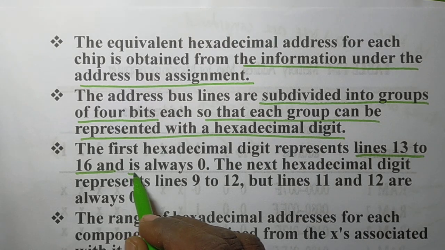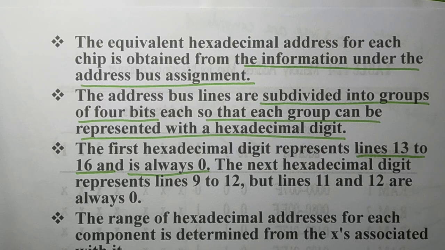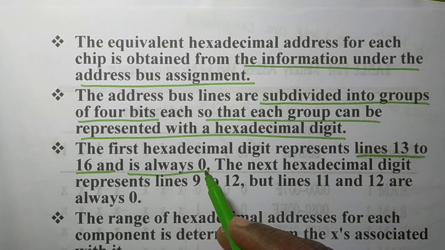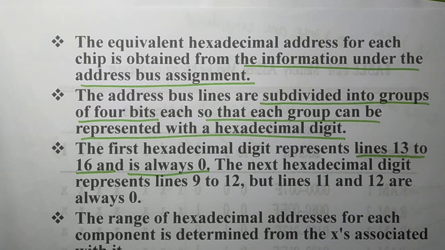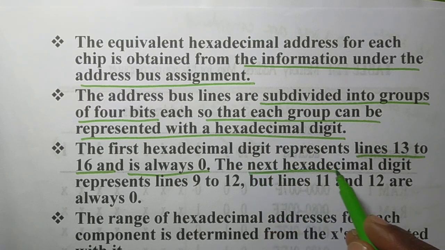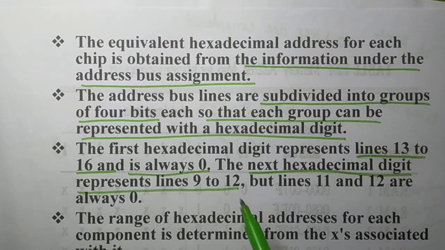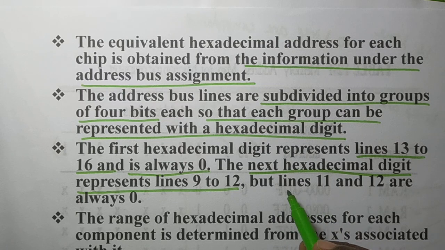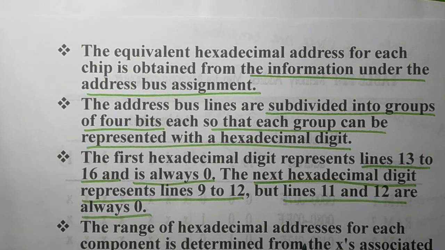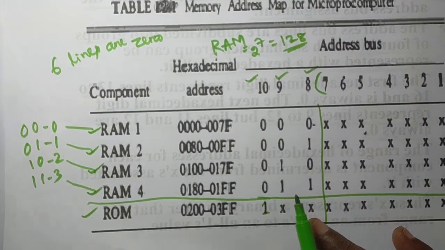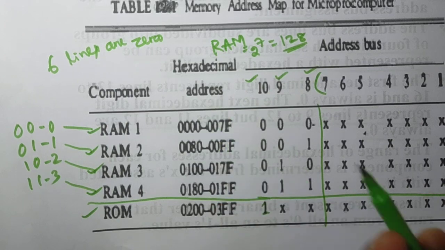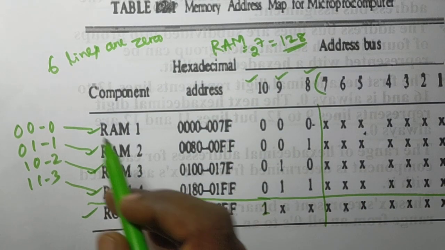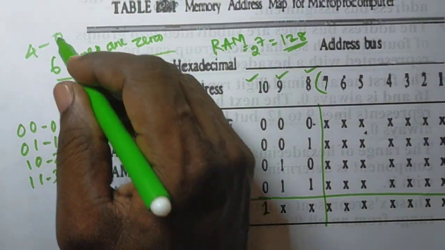And it is always 0, because we have already discussed that out of 16 lines, 10 lines are used and 6 lines are 0. So the last 4 lines, 16, 15, 14 and 13, will be 0, as per the construction of this memory map. The next hexadecimal digit represents lines 9 to 12, but lines 11 and 12 are always 0, because if you go through RAM and ROM, you see we consider up to line 10. So 11 and 12 are 0, since they are within the 6 lines.